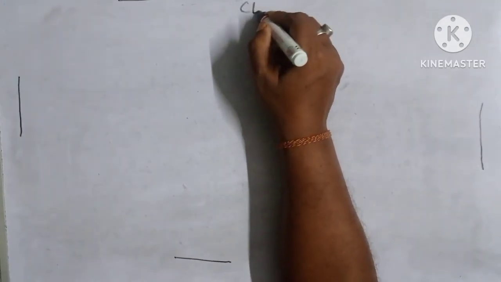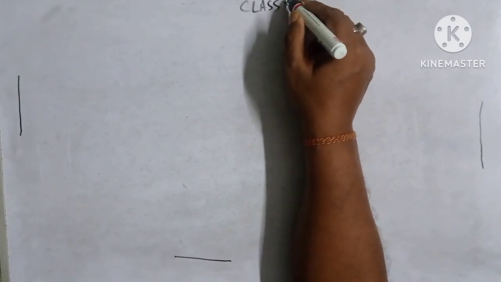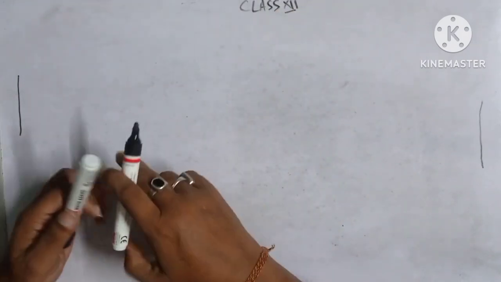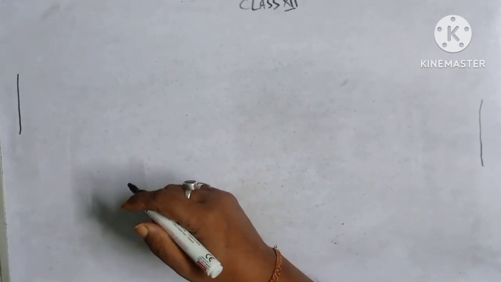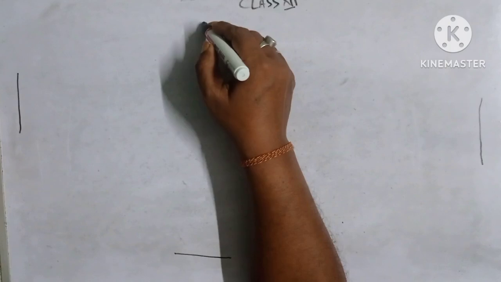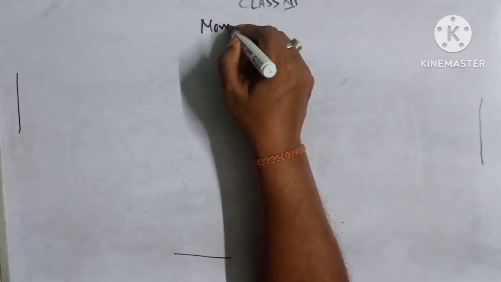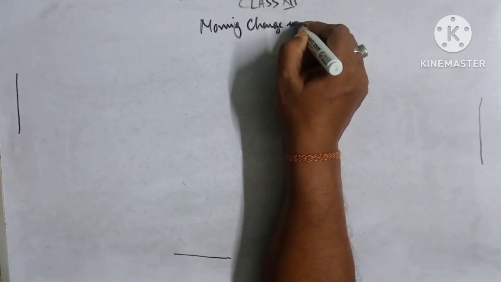This is for class 12. Today's topic is moving charge in a magnetic field.